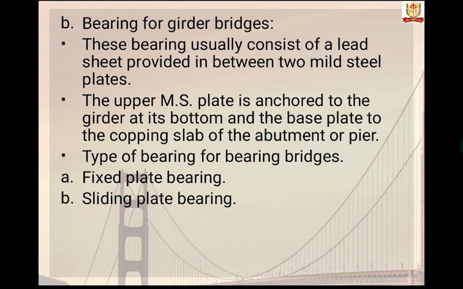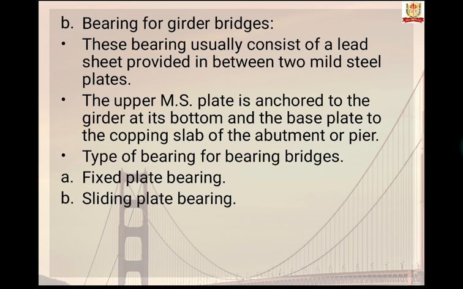The next type of concrete bearing is bearing for girder bridge. This bearing usually consists of lead sheet provided in between two mild steel plates. The upper mild steel plate is anchored to the girder at the bottom and the base plate to the coping slab of the abutment or pier.